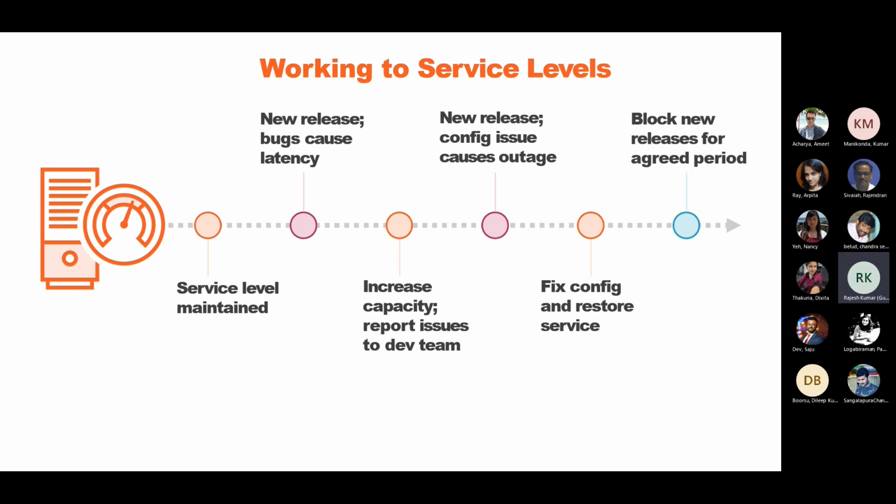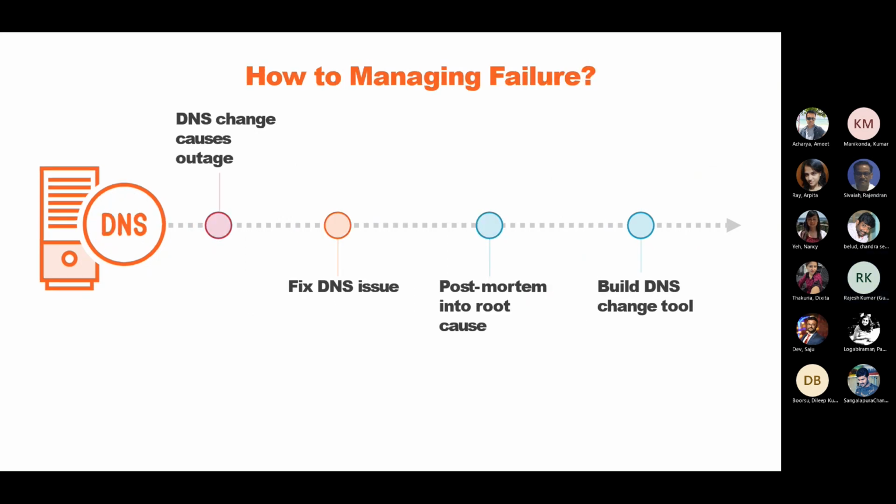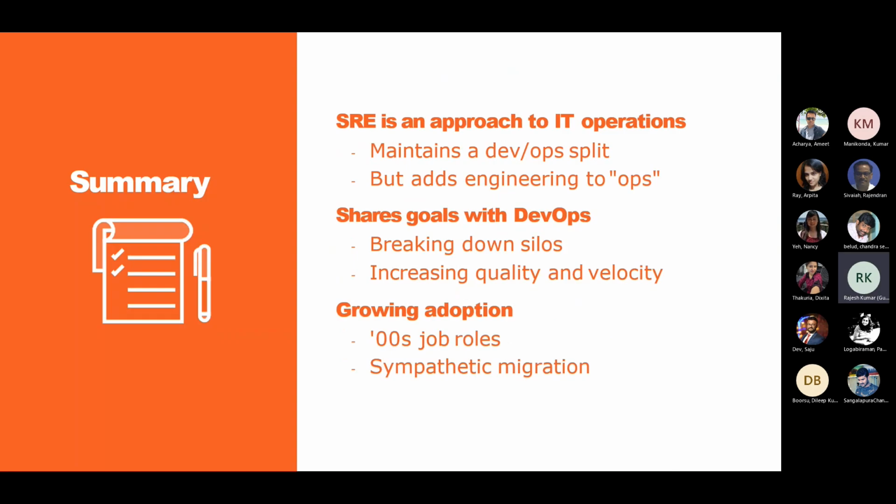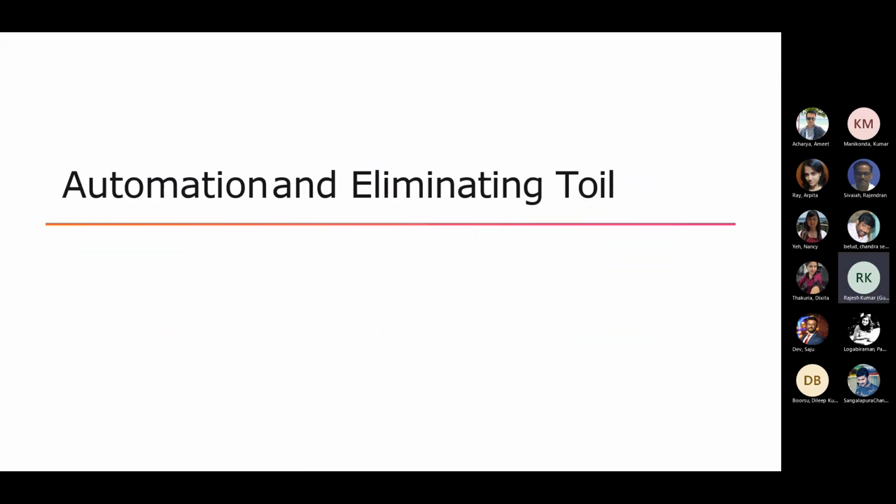So this is one of the issues. It's a toil, actually. You have to work on it. How can you work on it? Think about it. Here, DNS-related changes, because you are working in operations. A DNS change causes an outage. So what you did was go to Route 53 in AWS and fix the DNS issue. You did a postmortem into the root cause, and then you built a DNS change tool. So next time, it will not be a problem. These are the ways you can identify toil and try to fix it.